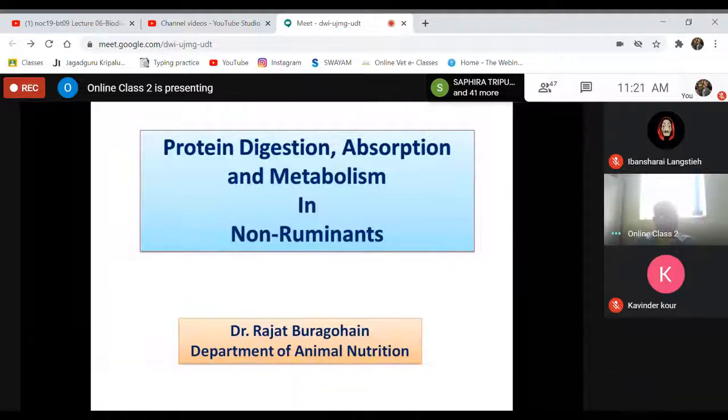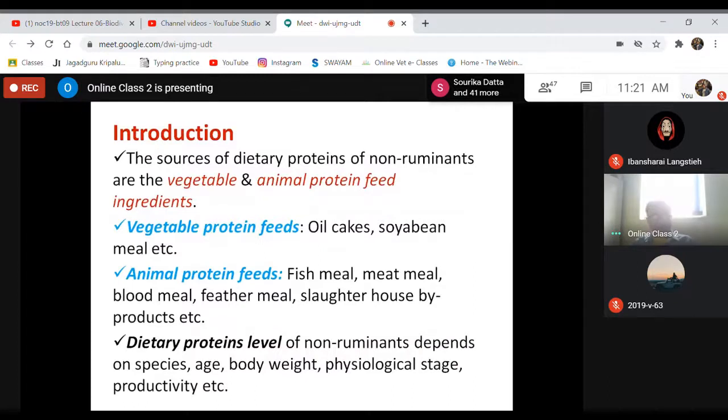About the digestion of protein, then absorption and metabolism in non-ruminant animals. So, non-ruminant animals get their dietary protein in the form of some vegetable and animal protein feed ingredients.